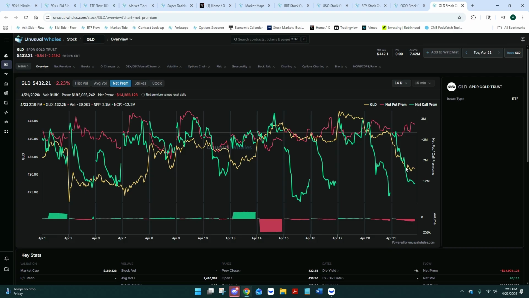Yeah, that's a really good idea. I should be looking at the indexes. I look at those SPY stats every day. That's more so what I'm looking for, so I get that idea of it there.